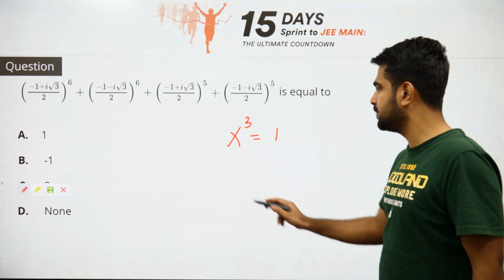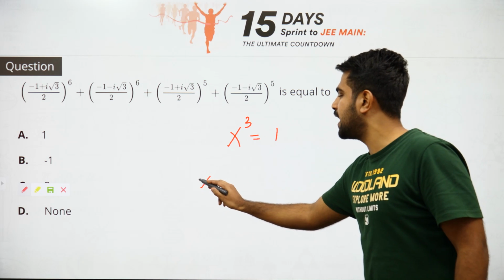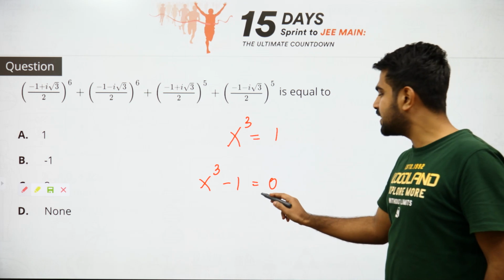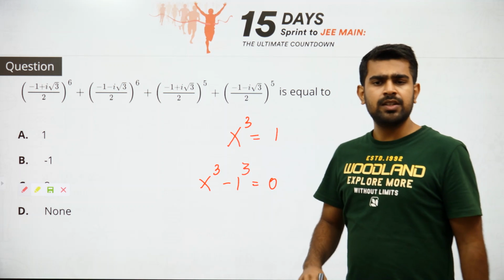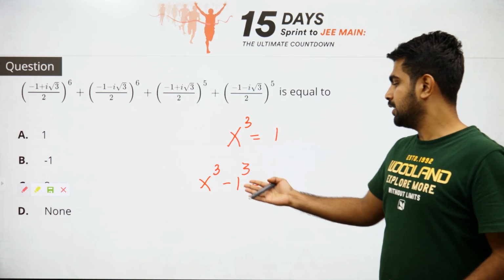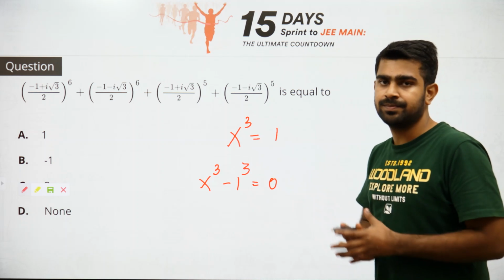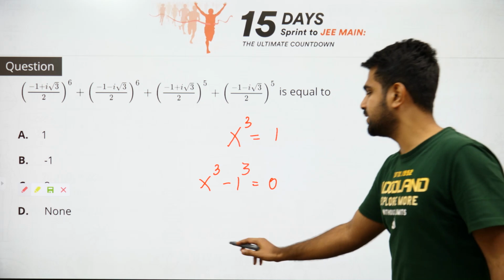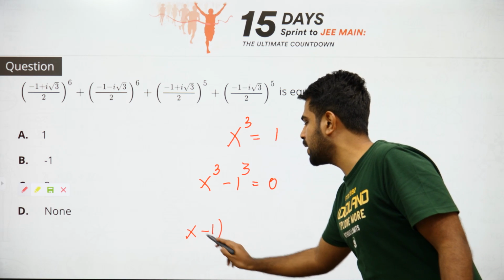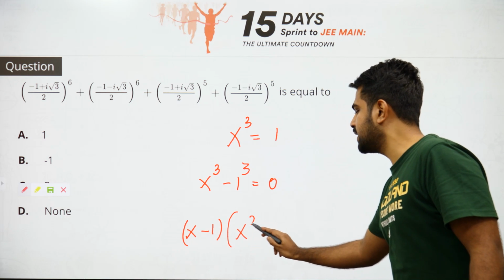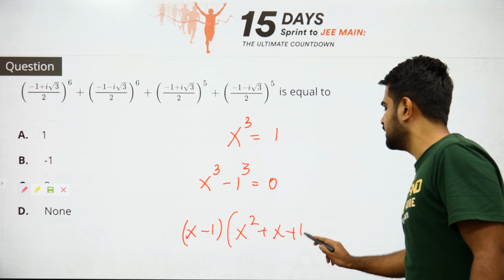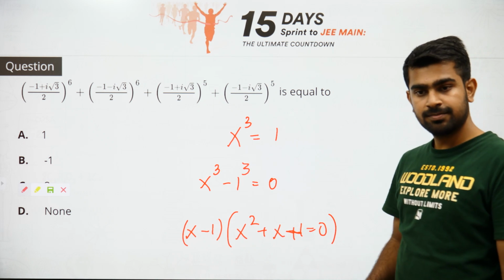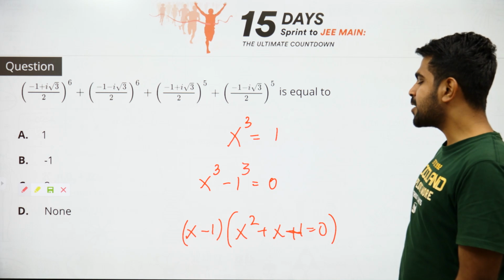Okay, it's quite easy. So I will take this 1 to the other side. I will write it as x cube minus 1 equal to 0. Now I will write it as x cube minus 1 cube. Why? Because 1 and 1 cube are the same. Now I can factorize this, right? How do I factorize this? x minus 1 times x square plus x plus 1 equal to 0. Okay, I hope that's clear. Somewhat? Yeah.